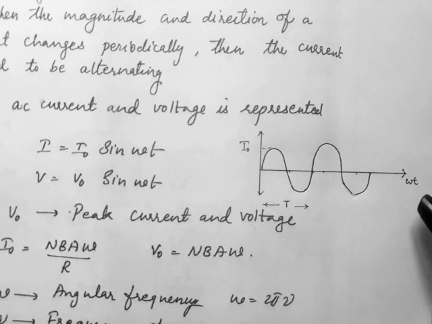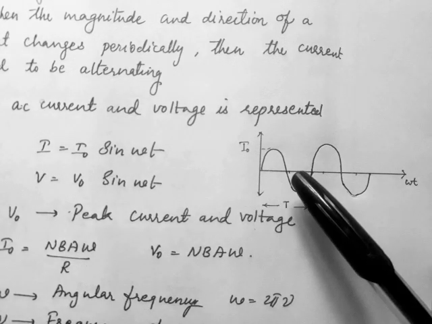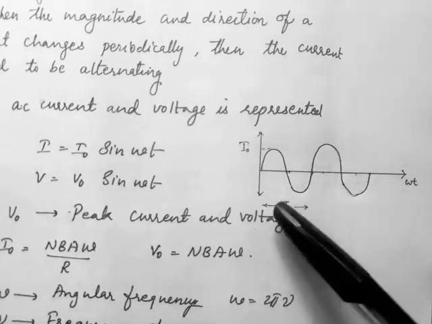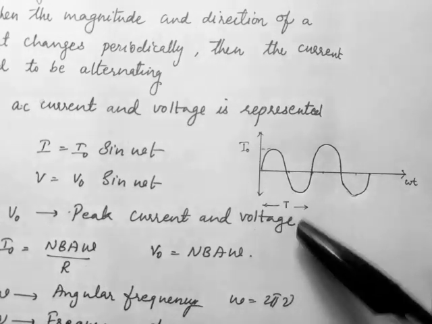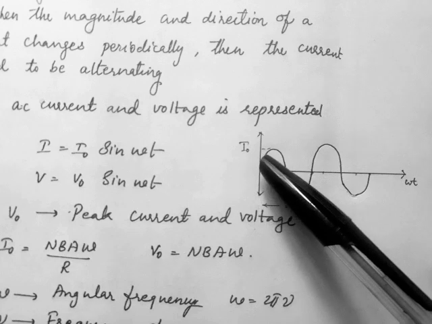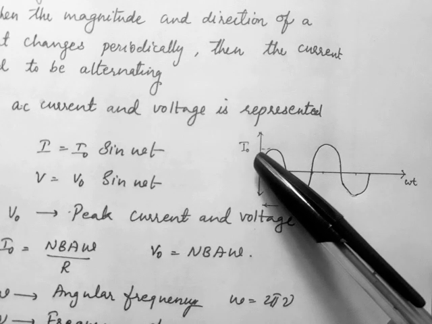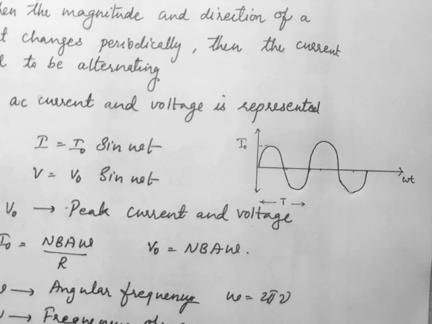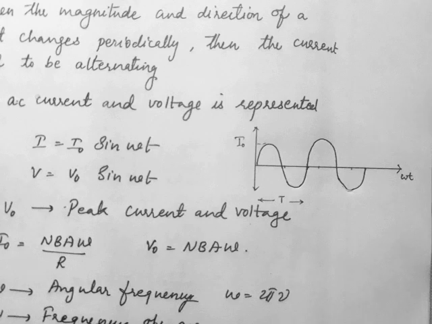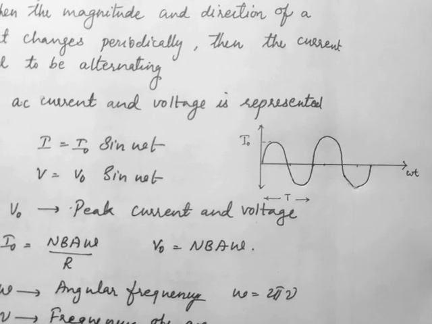Here is the angle for different angles, 0, 90 degree, 180, etc. up to 360. There is a maximum value of current that is marked as I0. At any time the current will be something else, maybe lesser than I0. So the maximum current is I0, that is called the peak current. Similarly, the maximum voltage is V0, that is peak voltage.